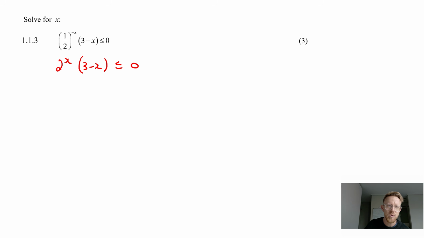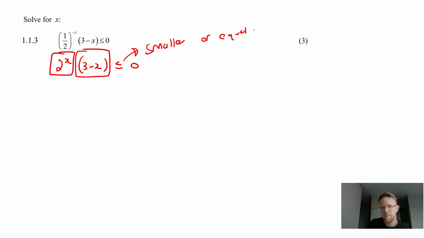So instead, you need to see this as two parts. Here's the first part, and here's the second part. Okay? Now, when you multiply those two parts together, you want the answer to be this. Now, what this means is smaller or equal to 0. Now, when something is smaller than 0, it means it's negative. Okay, so they want this whole expression to be negative. So we're going to start by analyzing this one.